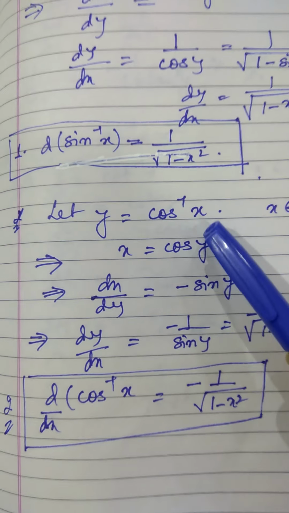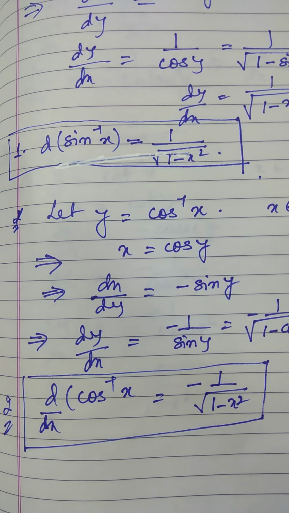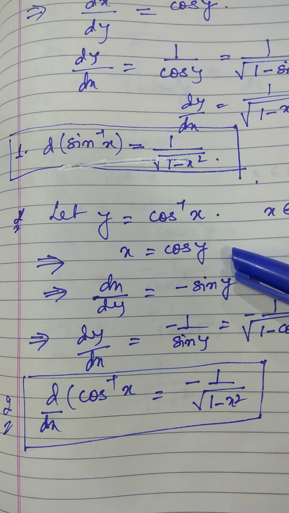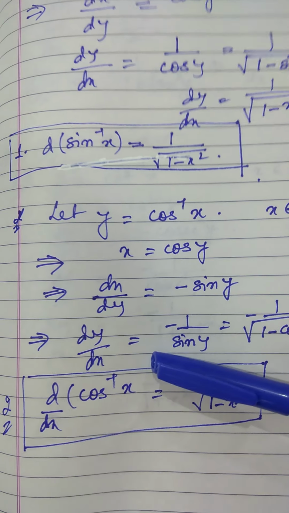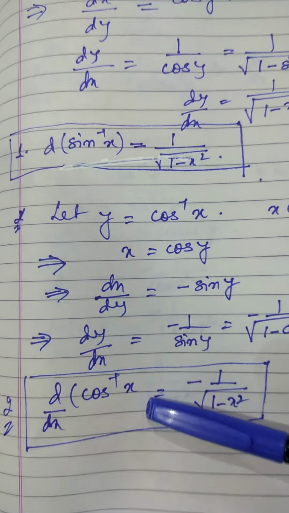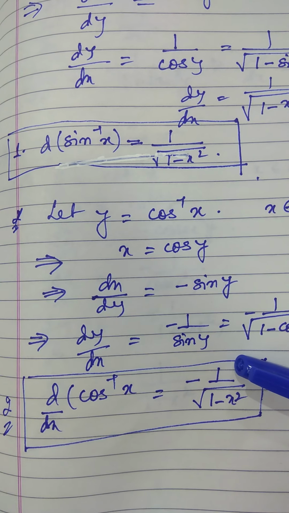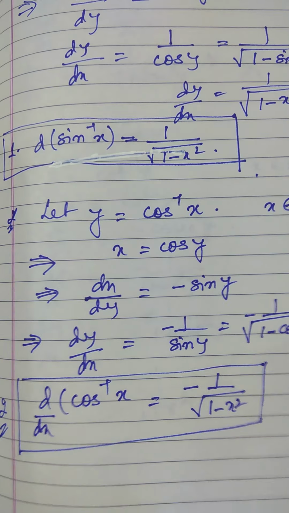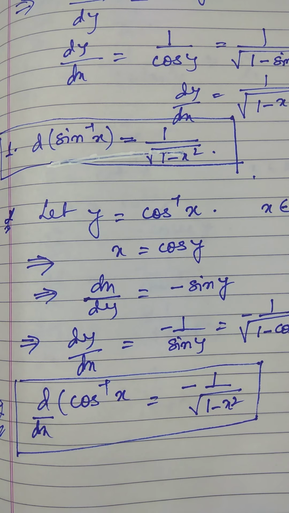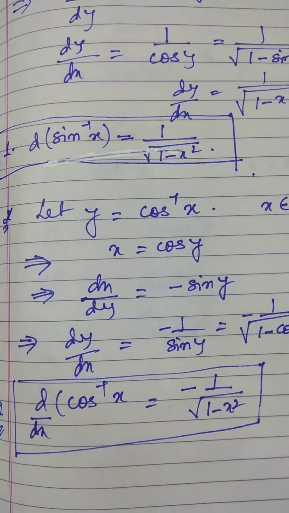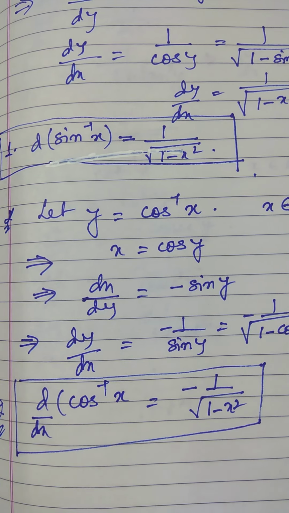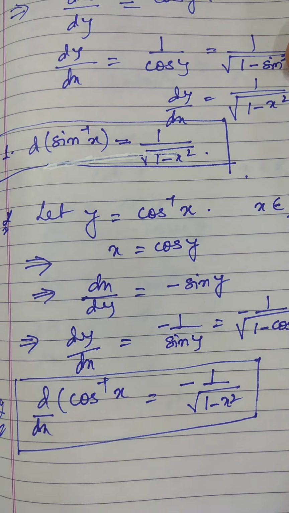Similarly, y is equal to cos inverse x. It is defined in the open interval minus 1 to 1. So x is cos y. Then dx upon dy is minus sine y. Reciprocate this. dy by dx is minus 1 upon sine y. That is minus 1 upon root 1 minus cos square y, that is minus 1 upon root 1 minus x square, because cos y is x. So the derivative of cos inverse x is minus 1 upon root 1 minus x square.